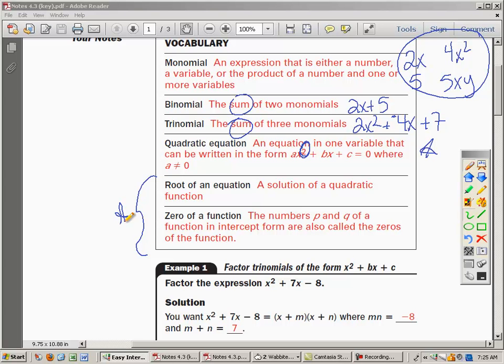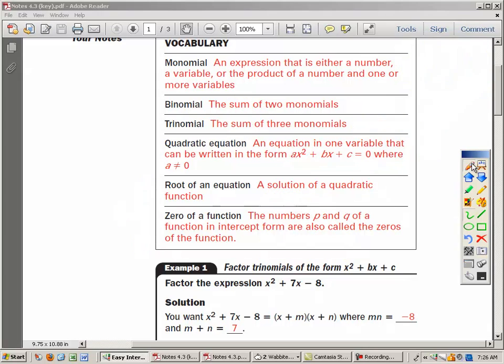All of this really means the exact same thing. The root of an equation is a solution of a quadratic equation, so some solution to this equation up here. Whatever number makes that equal to 0 is considered to be a root of that equation, a solution to that quadratic function. And so we move on and talk about the zeros of a function, the numbers p and q in the function in intercept form that are also called the zeros of the function. If you remember, intercept form was x minus p times x minus q, and so my two zeros of that function are p and q, because when I plug in those values, I get 0 for the function. So those are really the same kind of thing as a root of an equation.